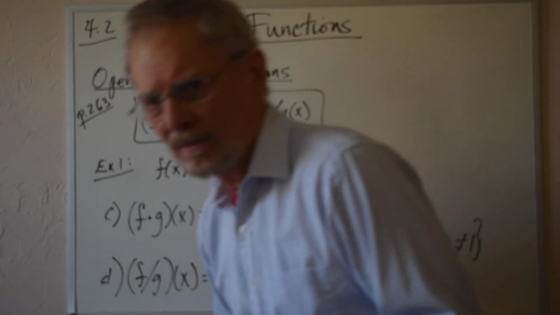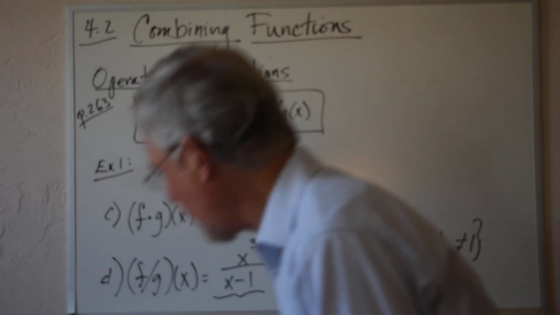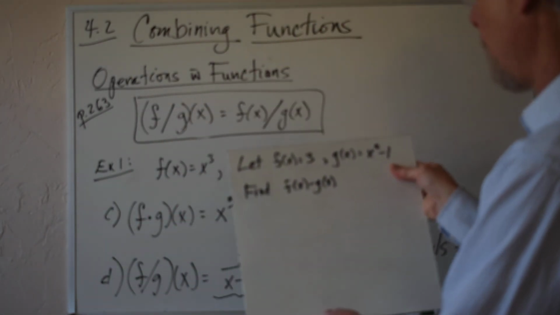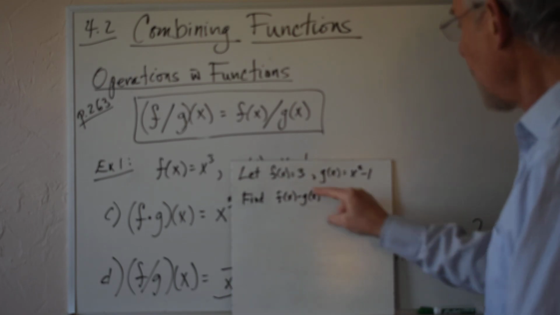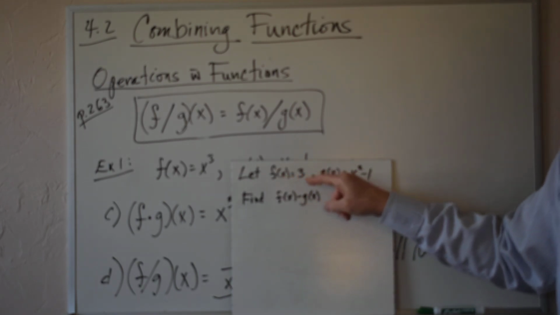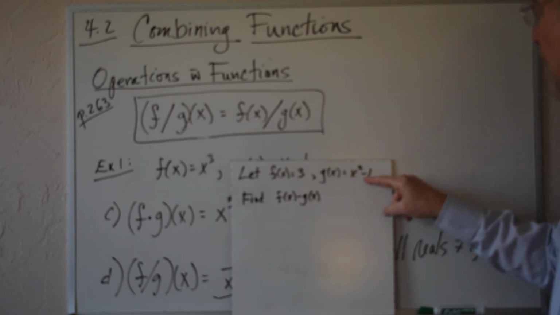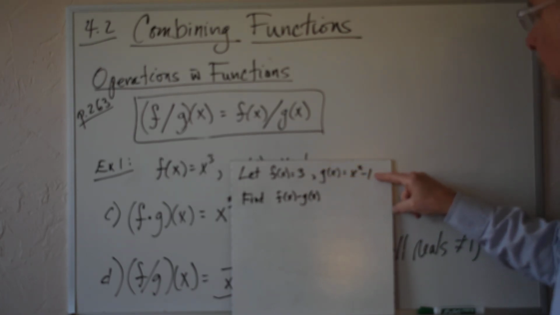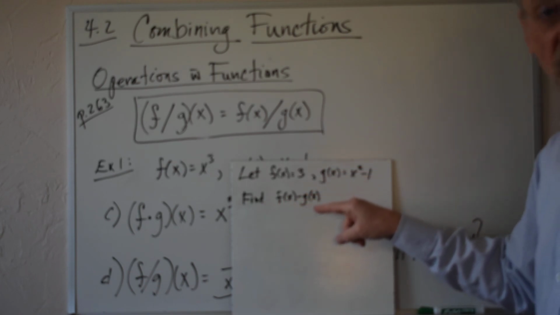For right now, let's go ahead and try one of these on our own. Let f of x equals 3, the constant function 3, it's a horizontal line, and g of x equals x squared minus 1. Go ahead and find f of x minus g of x.